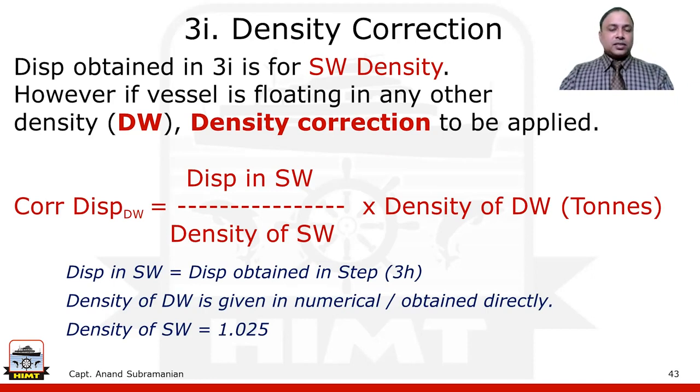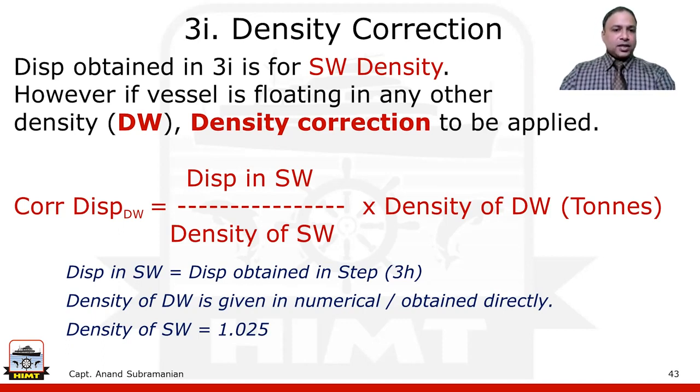The easiest way to understand this is we have in hand our displacement in salt water. That is what we obtained from the previous example. Now I want to change over to the displacement in dock water. So we are changing over to dock water. So the dock water always comes in the numerator. What we are leaving behind, that is the salt water, the density of the salt water always comes in the denominator.